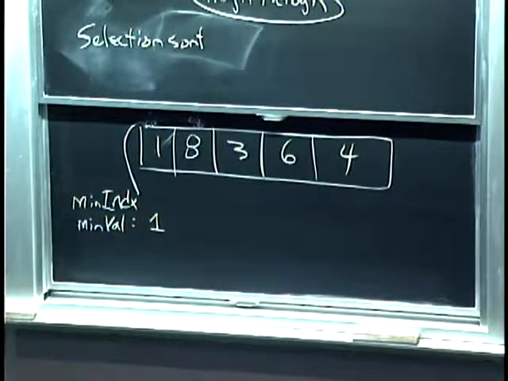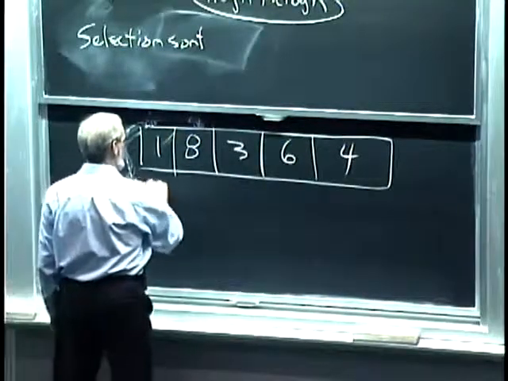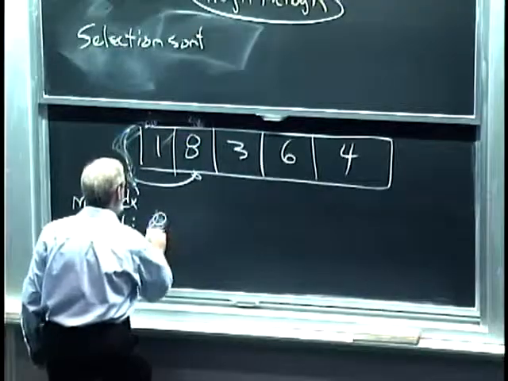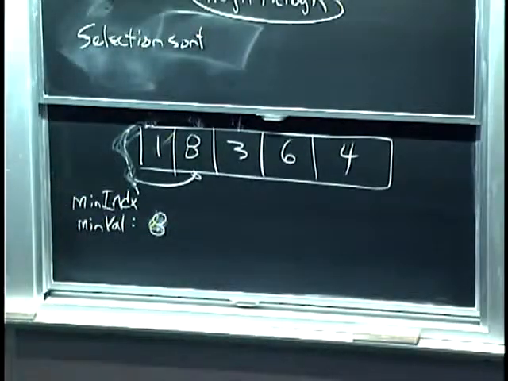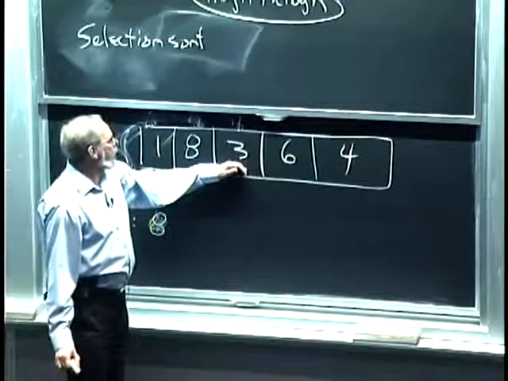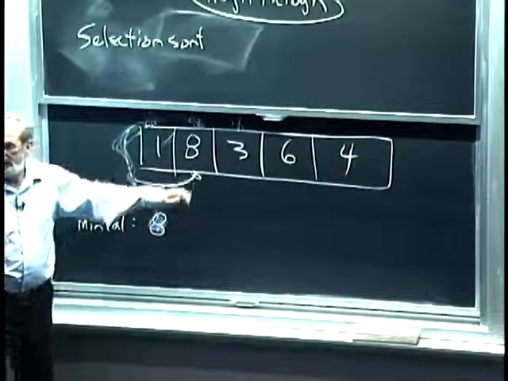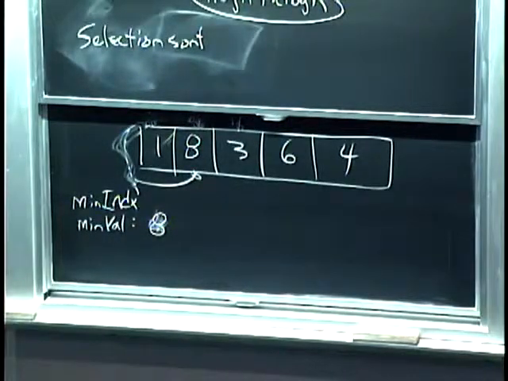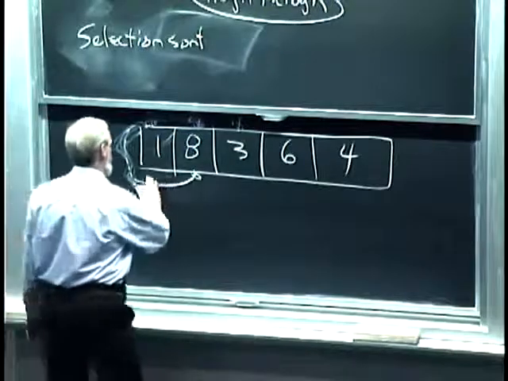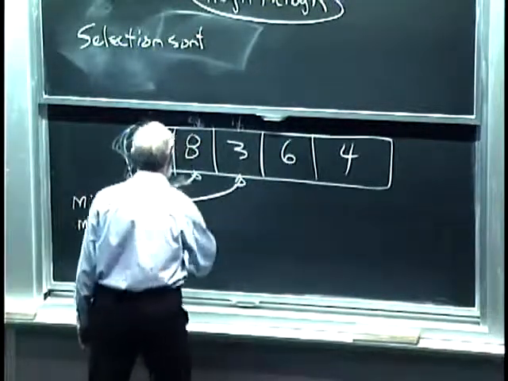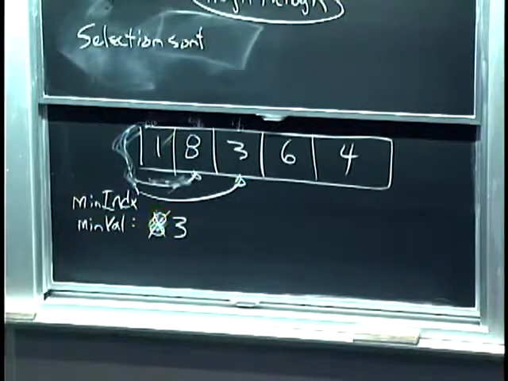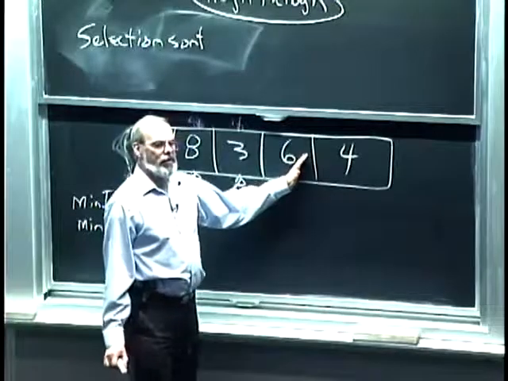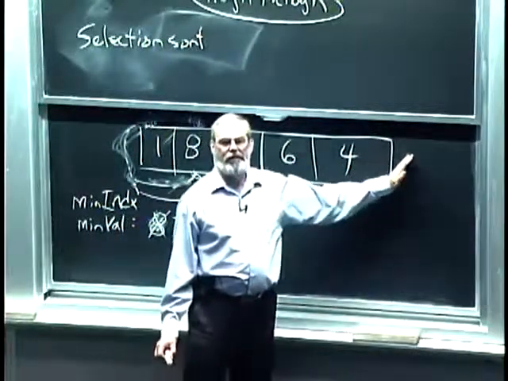I is now pointing at that thing. I go through the second round of the loop. Okay? What does that say? I'm going to change min index to also point there. Min value is 8. J starts off here. And I say, okay, is the thing I'm looking at here smaller than that? Yes. Aha. What does that say to do? It says make min index point to there. Min value be 3. Change j. Is 6 bigger than 3? Yes. Is 4 bigger than 3? Yes. Get to the end.